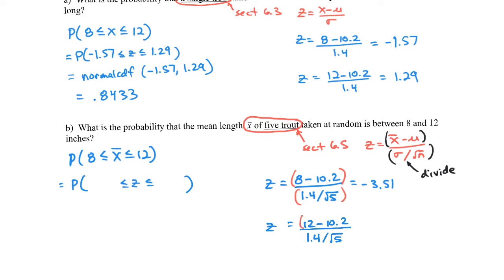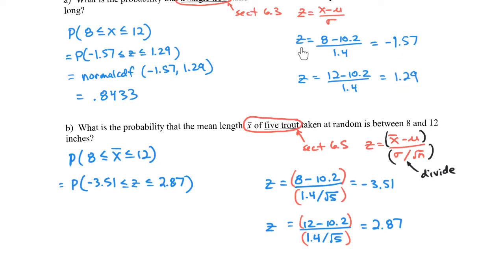So 12 minus 10.2 divided by 1.4 divided by the square root of 5. I'm just going to use a different color here again just to emphasize, because I know this gives us trouble. And this gives us 2.87. So when we put these over here, we have negative 3.51, 2.87. Now these z-scores seem a little more extreme than these, right?